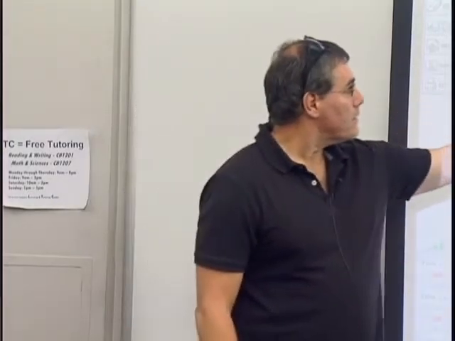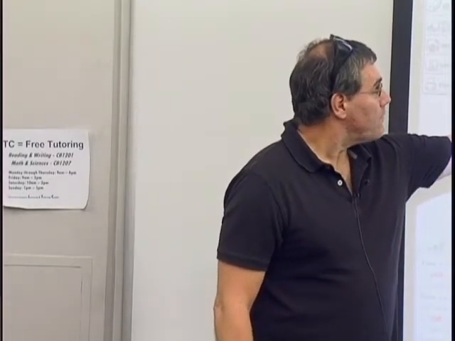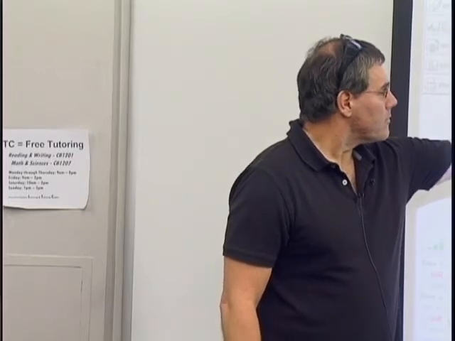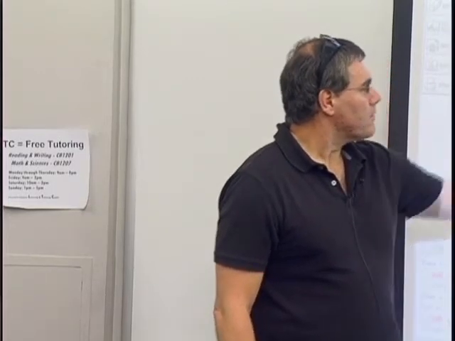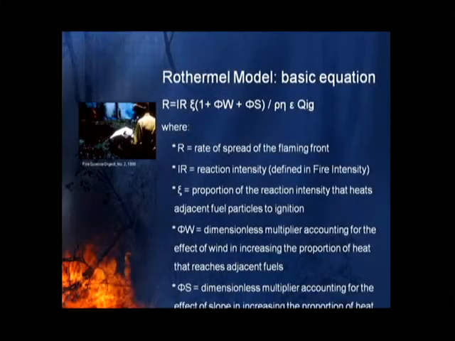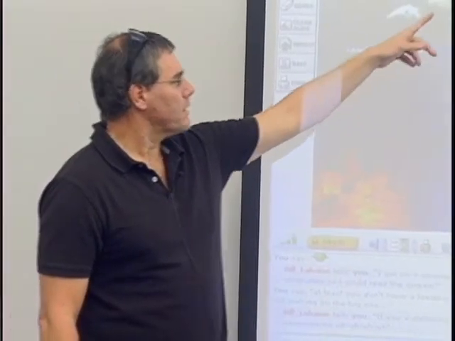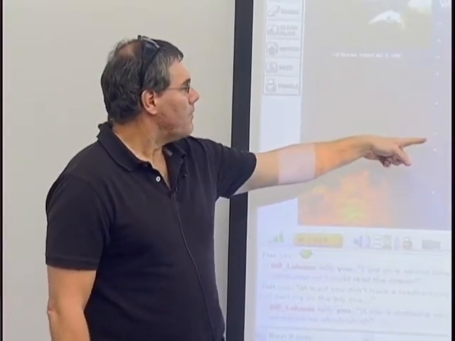Okay, and then there's phi W. Actually, that W should be littler, but you get it. Dimensionless multiplier accounting for the effect of wind in increasing the proportion of heat that reaches adjacent fuels. Okay, and then there's phi S. It's another dimensionless multiplier, and it deals with slope rather than wind. So these two are kind of very similar, and you notice that they occupy similar places in the equation.